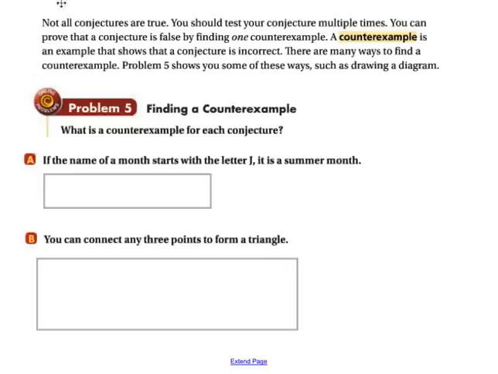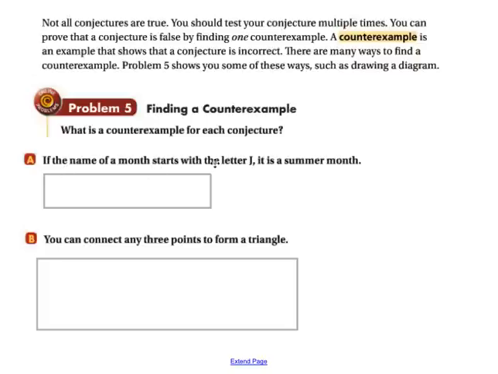Something you need to be aware of is that not all conjectures are true. Most of the ones we've looked at were true, but we also have to test those conjectures to see if we can come up with what's called a counterexample. If you can come up with just a single counterexample, then the conjecture is false. You only need to find one. So here's an example. What's a counterexample for each conjecture?